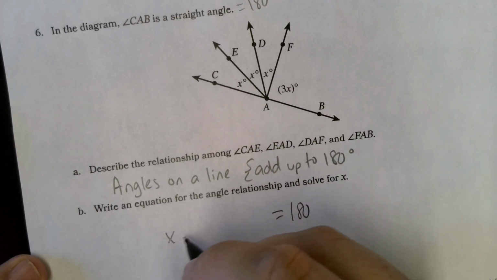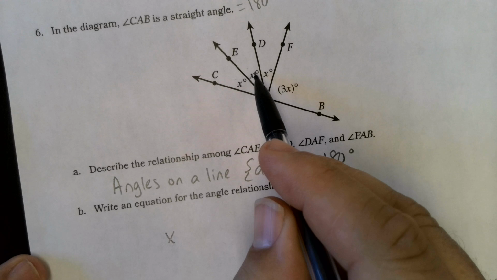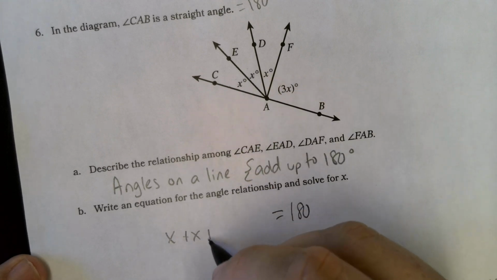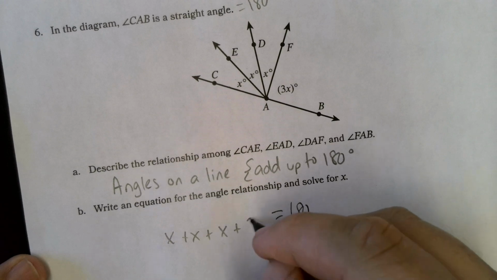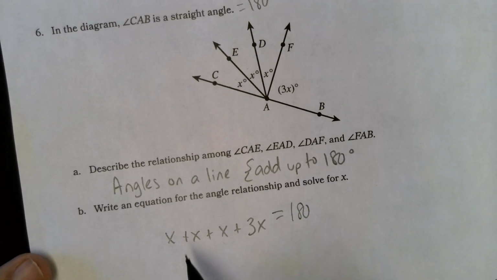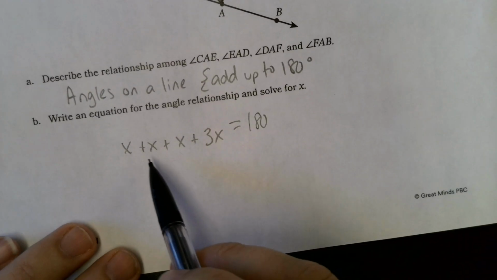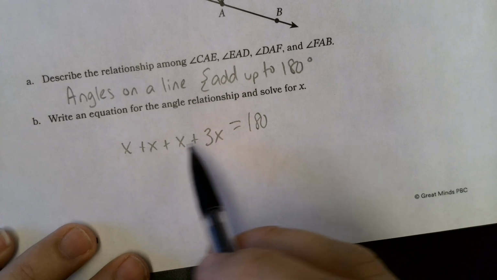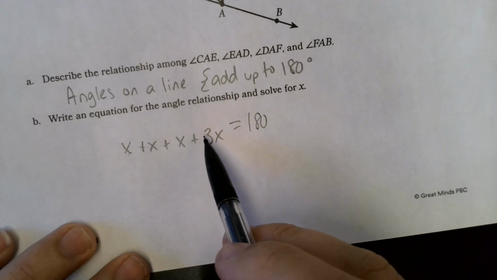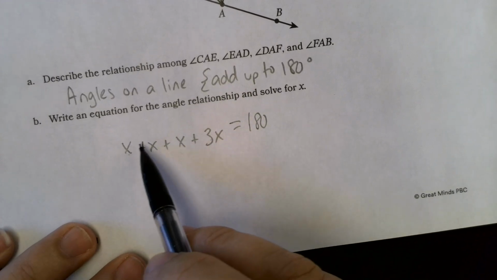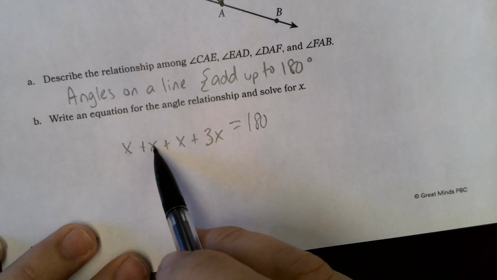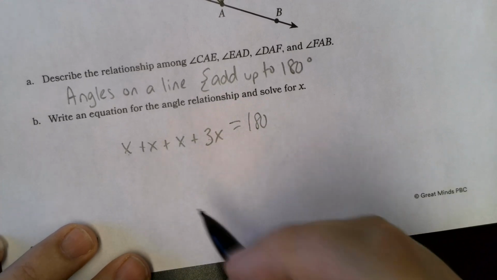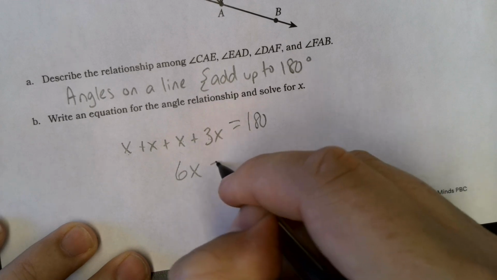So I have x plus x plus x plus 3x. Okay. And right here, we're just combining all of our like terms. So I have x plus x plus x plus 3x. Well, this is 1x plus 1x plus 1x plus 3x. Well, 1 plus 1 plus 1 plus 3 is 6x.